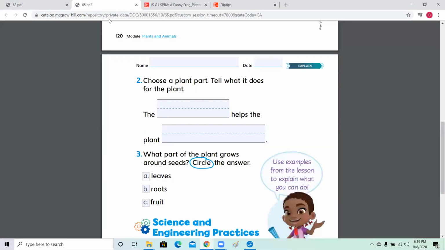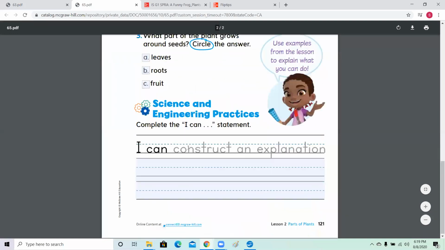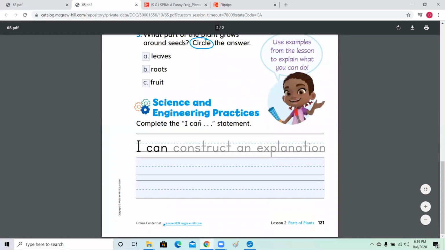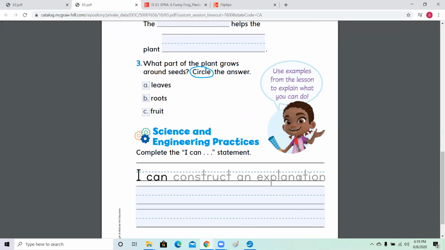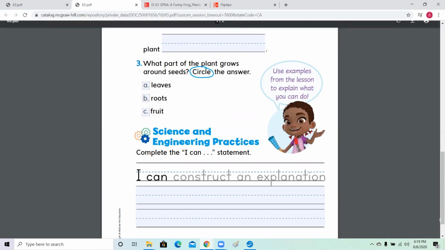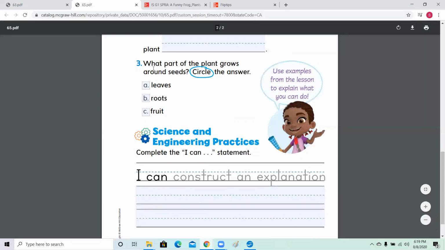Awesome. So let's go to the last part of our page. Complete the I can statement. I can construct an explanation about plants and their parts, about how the plant's parts help the plant to grow.